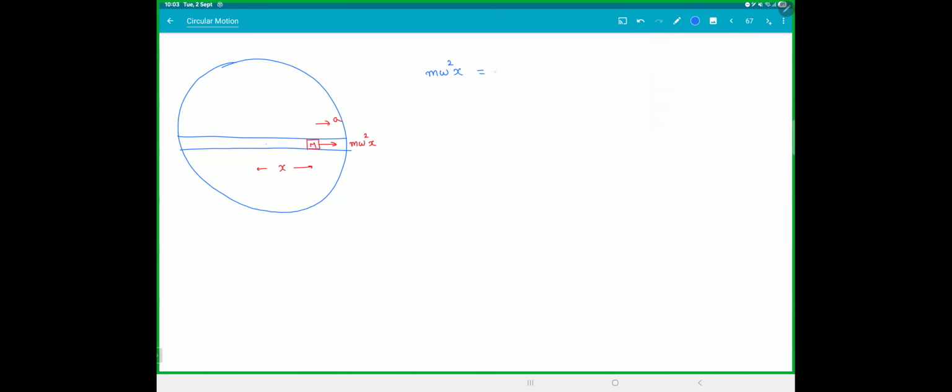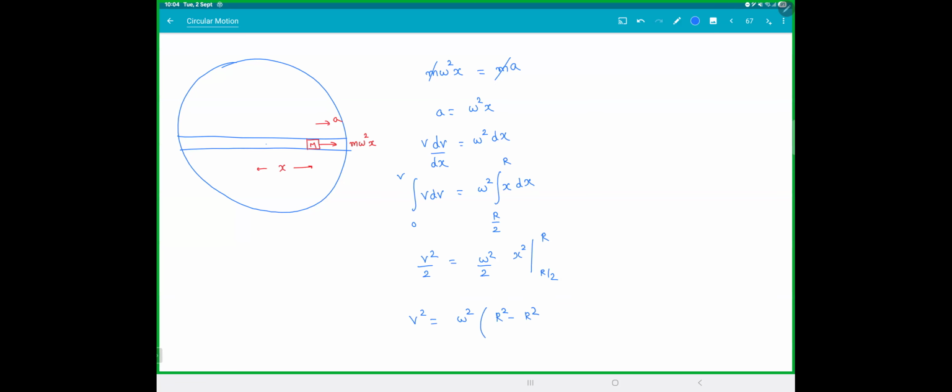So m omega square x is equal to m into a. So we get a is equal to omega square x. So this a is nothing but dv by dt, v dv by dx because you want it in terms of x. So we get v dv is equal to omega square x dx. Remember the limits will go from r by 2 to r. So v square by 2 is equal to omega square by 2 times x square. Limits will go from r by 2 to r. 2 will cancel. This is r square minus r square by 4.